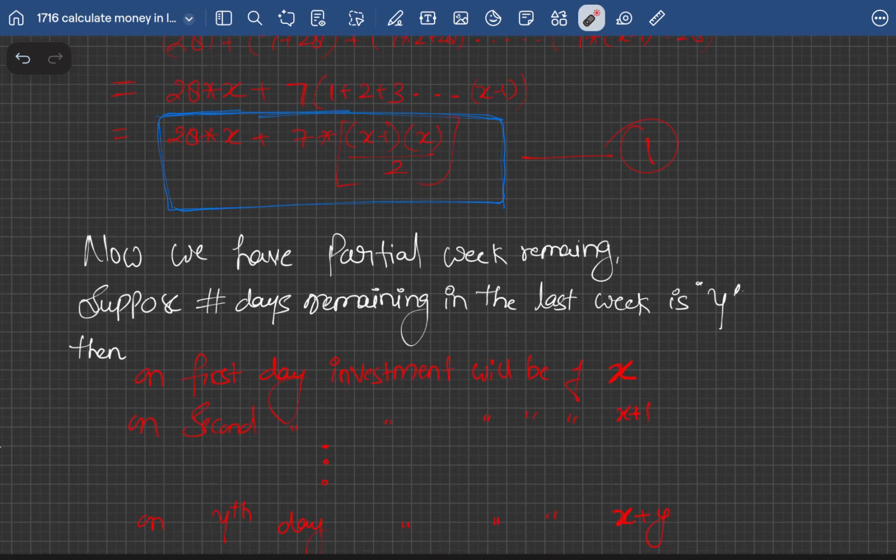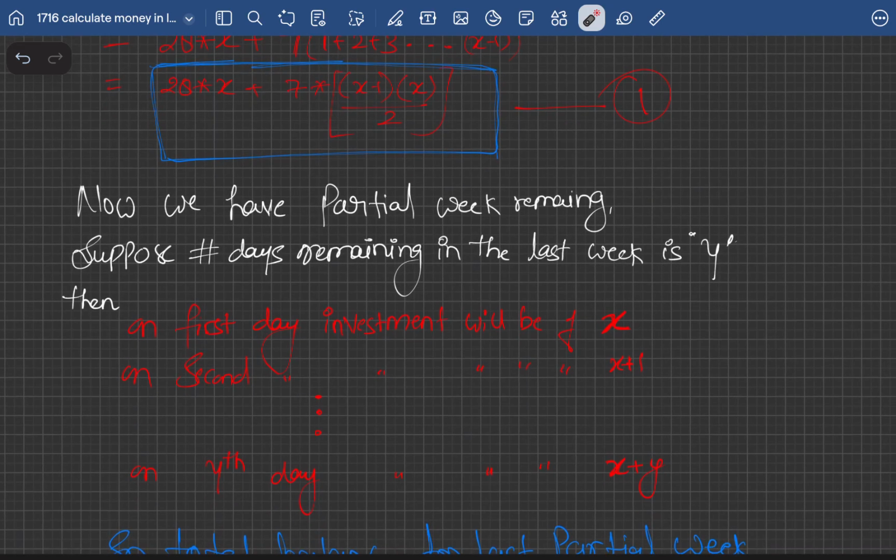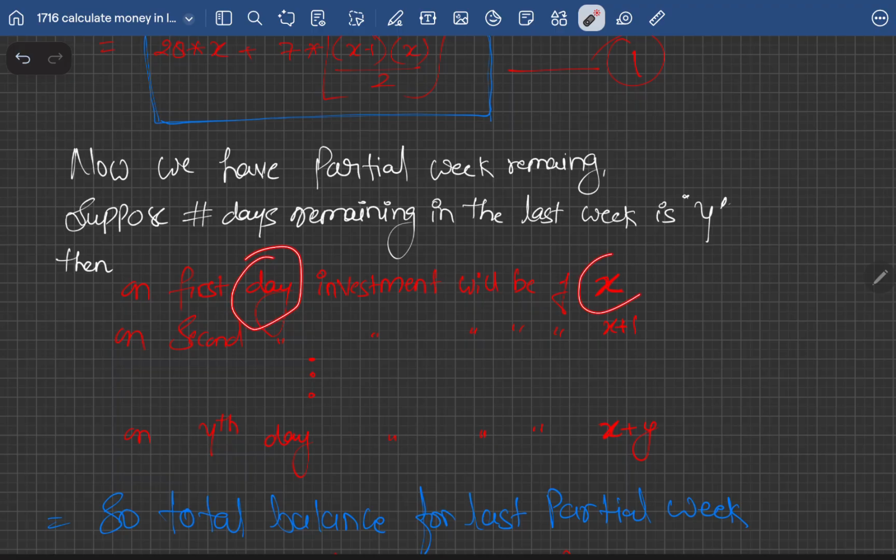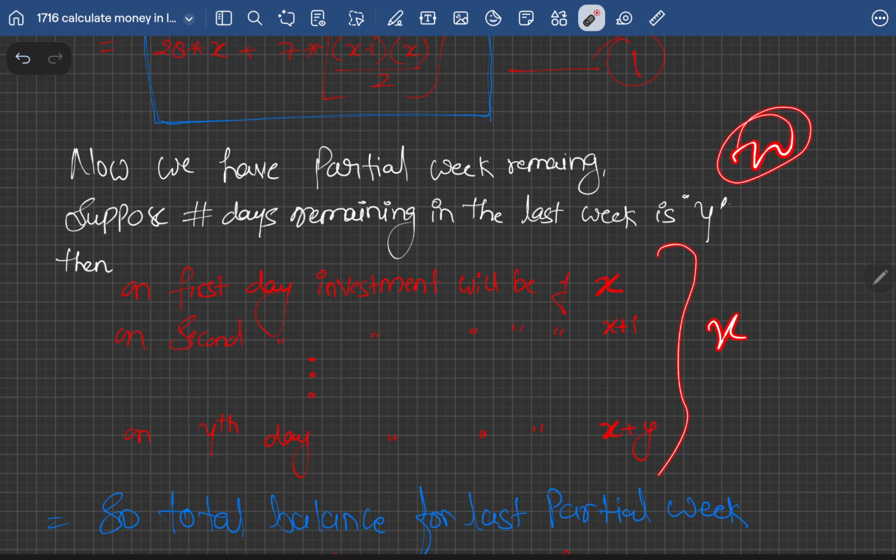Now it will be easy. We will have the partial week remaining. Suppose the number of days remaining in the last week is y. On the first day, he will be investing x, because every Monday he is incrementing by 1. So on the x plus 1th week, because we had x whole weeks, now it will be the x plus 1th week.